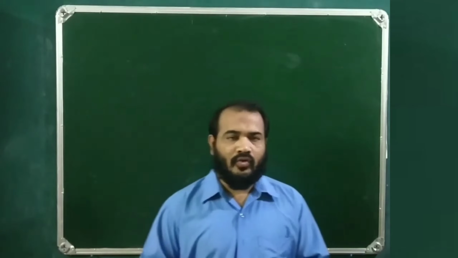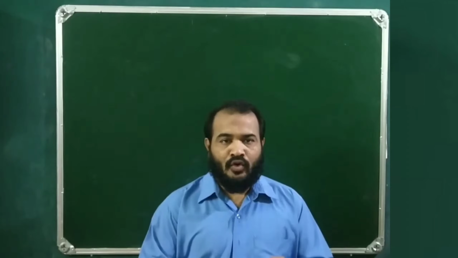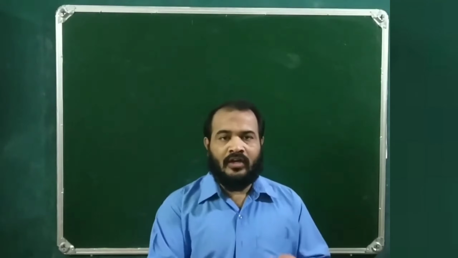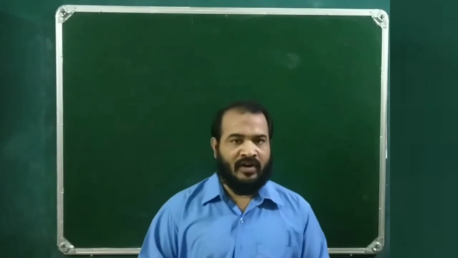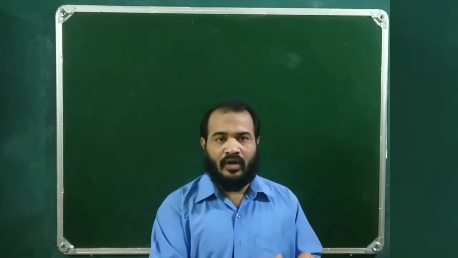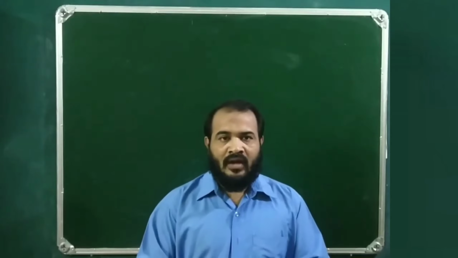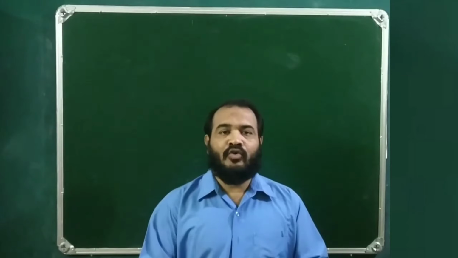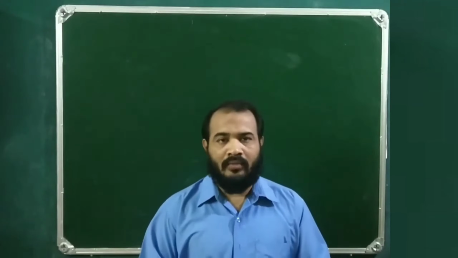Good morning, students. So far, we have discussed the hyperbola to be the conic whose eccentricity is greater than 1. And we have derived the equation of the hyperbola x square by a square minus y square by b square equals 1. And we have also discussed the conjugate hyperbola and rectangular hyperbola.